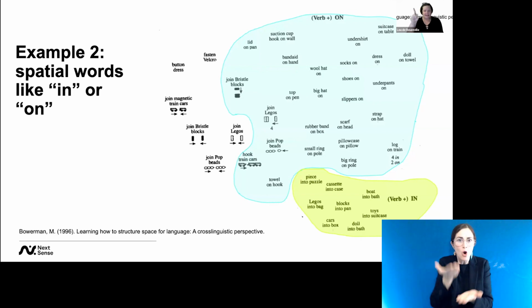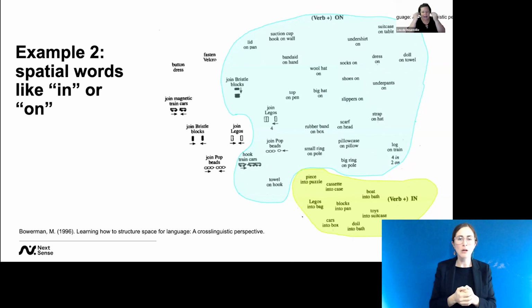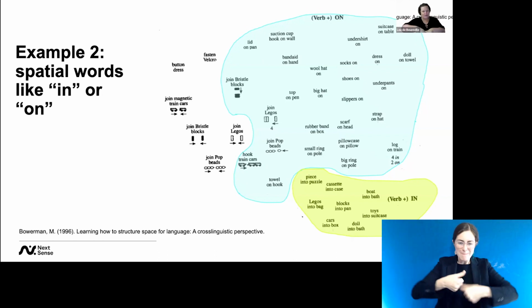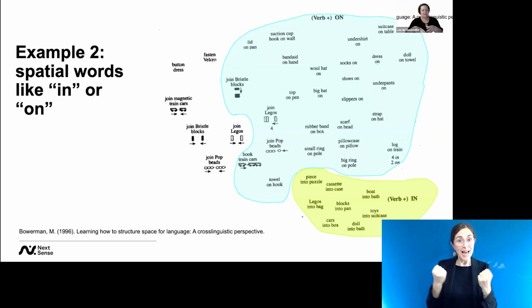For the ones shaded in blue in English, everybody called it on, except for one where some people said on and some said in, a log on a train or in a train. But in general, people talk about joining Lego, putting a top on a pen, a Band-Aid on a hand. They'll always use the word on in English. And for things like putting Lego in a bag, cars in a box, a cassette tape, old research, into the little cassette tape, what do you call them? Cases. English speakers all use in.